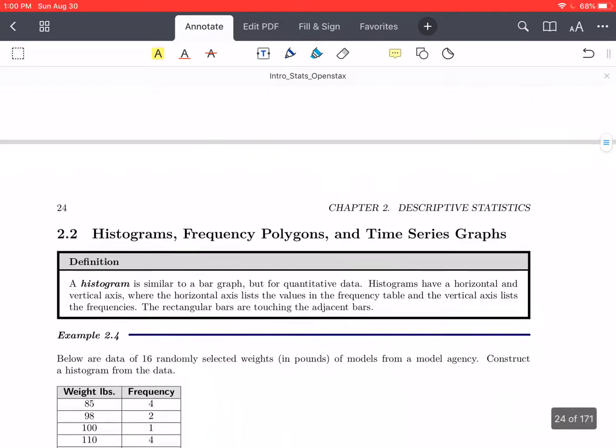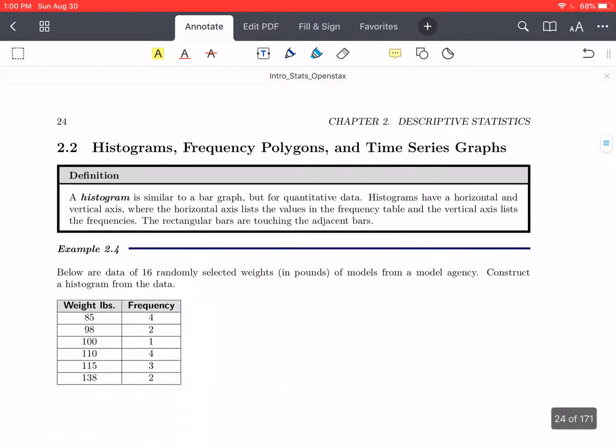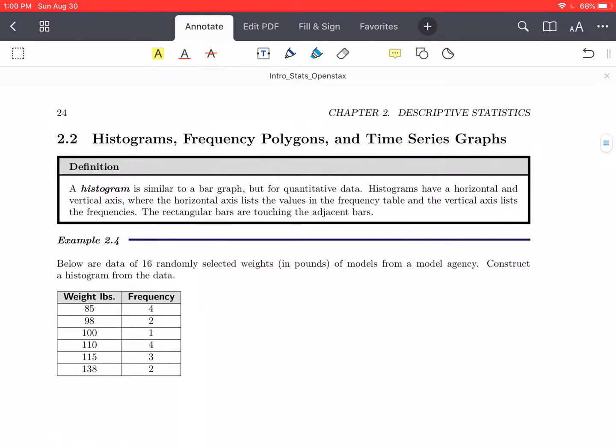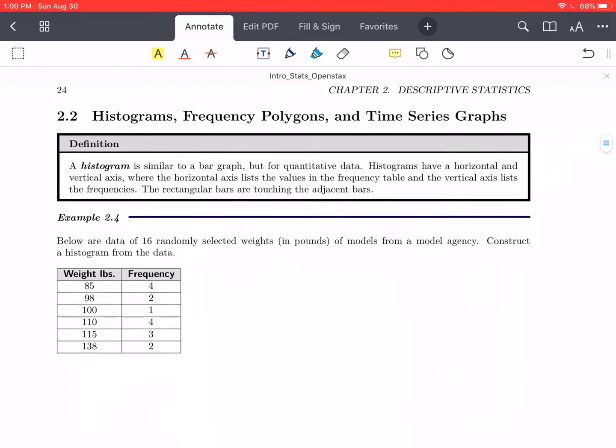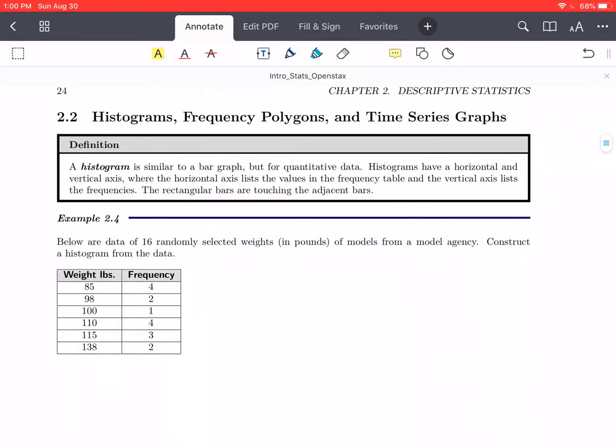And that brings us to the end of 2.1. So now heading into 2.2, we're looking at histograms, frequency polygons, and time series graphs. A histogram is one of the most commonly used diagrams in statistics. It is similar to a bar graph, but for quantitative data.